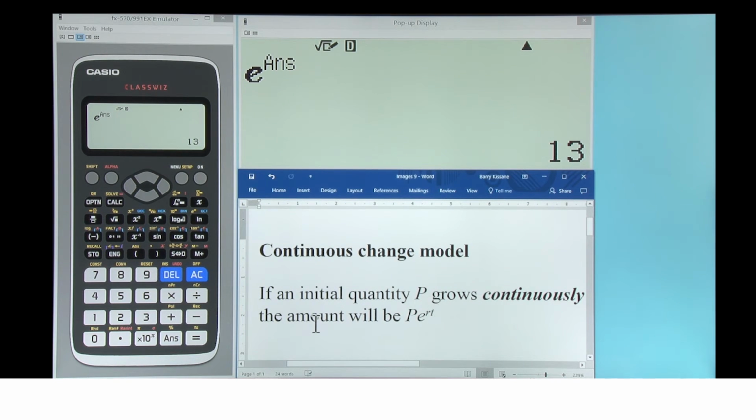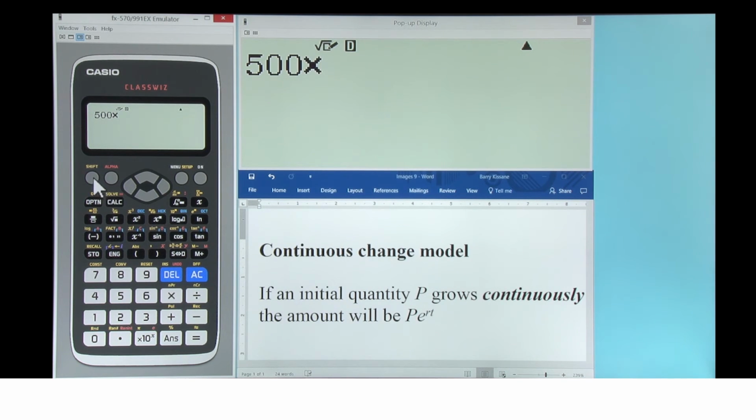Sometimes investments are described as changing continuously instead of quarterly or monthly or daily. For example, if you deposit $500 into an account that's earning 4% per annum and the interest is compounded continually, then the result after 5 years is the following. 0.04 is the rate, and the number of years is 5. This will give us the result to which the money in the bank compounds after those 5 years, if it compounds continuously.